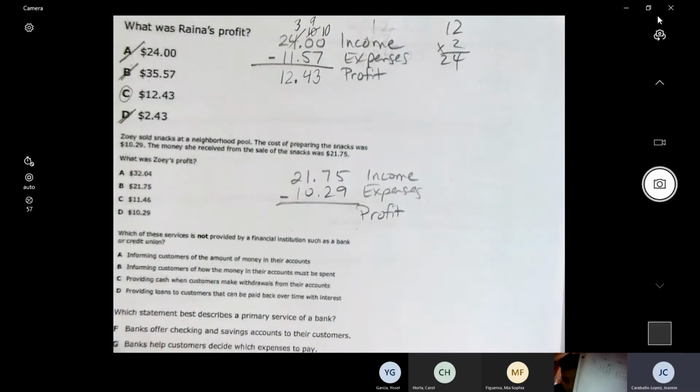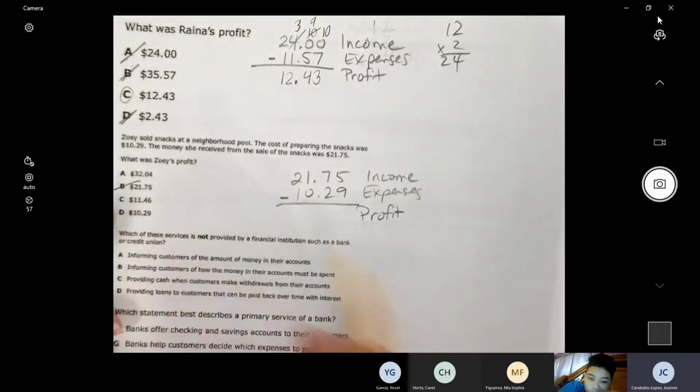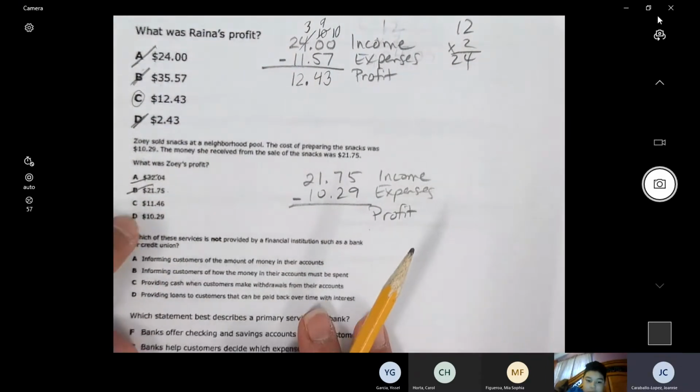All right. So who chose A? If you chose A, raise your hand. Anybody chose A? Okay, who chose B? If you chose B, remember, this would only be your income, so that cannot be your answer. And then D would mean that you added it, right? So it's going to be between C and D.